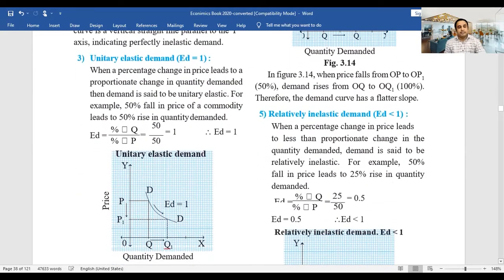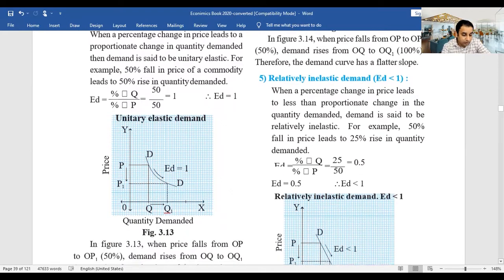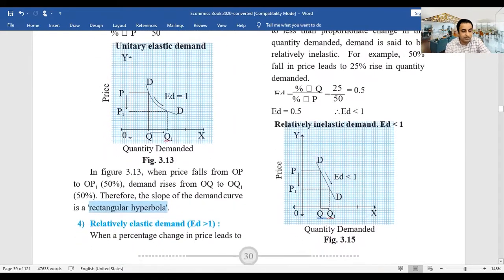Third is unitary elastic demand. It means that percentage change in price leads to proportionate change in quantity demanded. Means percentage change in demand and percentage change in price are exactly equal to each other. So here the demand curve is like a rectangular hyperbola. So it's a normal demand curve.